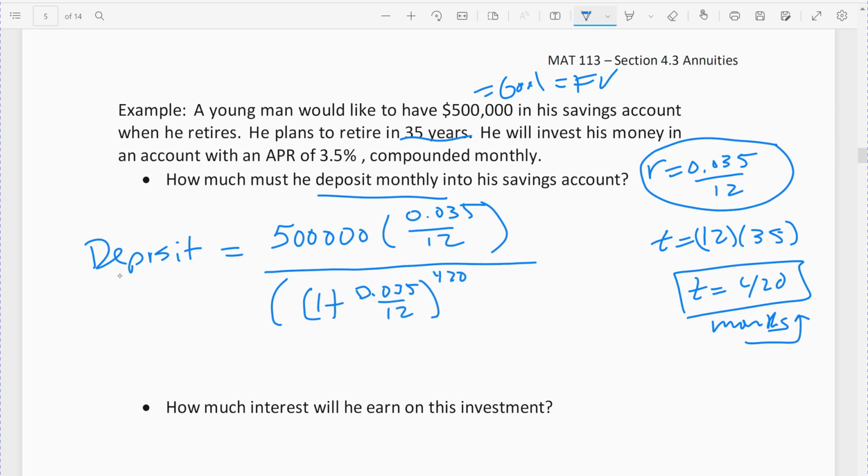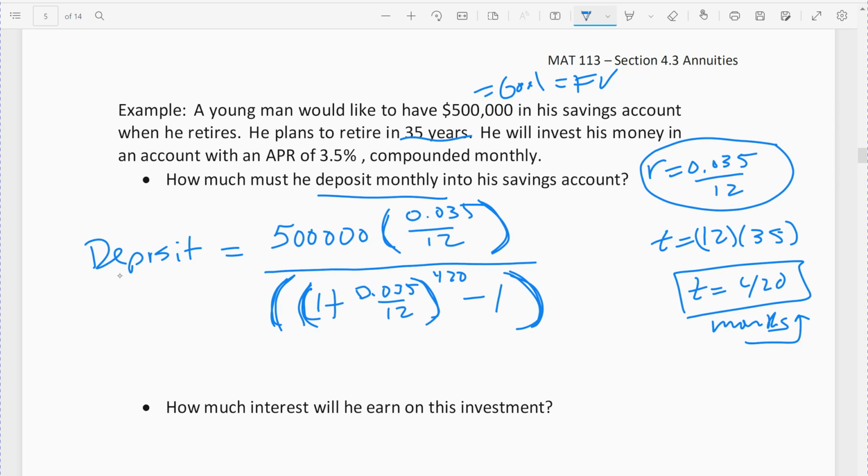raised to the 420, minus 1 in parentheses. You have to have the sets of parentheses that I have drawn out here. Again, when in doubt, always use extra sets of parentheses, but you have to have them around the addition and subtraction for sure.